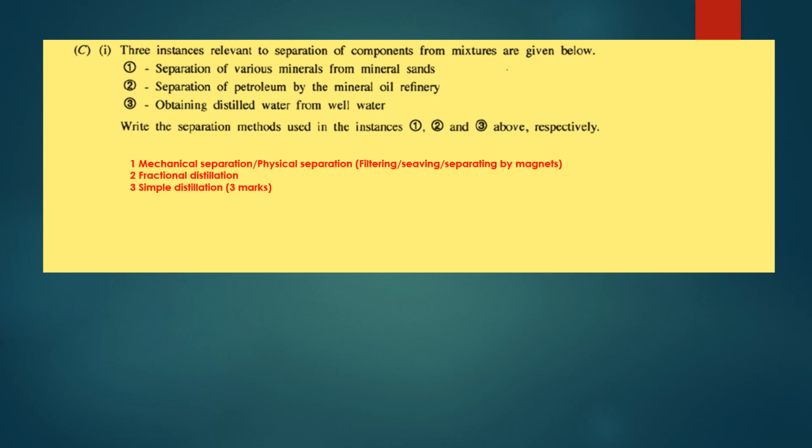First one is the separation of various minerals from mineral sands. That is mechanical separation, or we say physical separation. Filtering, sieving, separating by magnets are the methods that we follow. Second one, separation of petroleum by mineral oil refinery, that is fractional distillation. Third one, obtaining distilled water from well water, that is simple distillation. You can earn 3 marks.